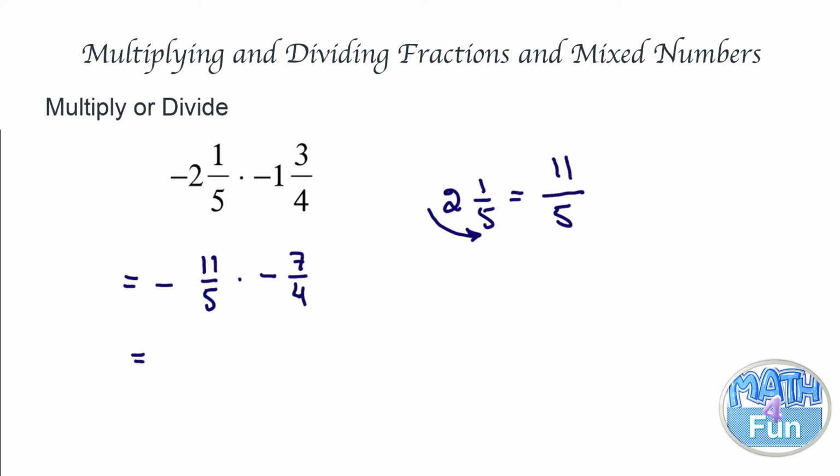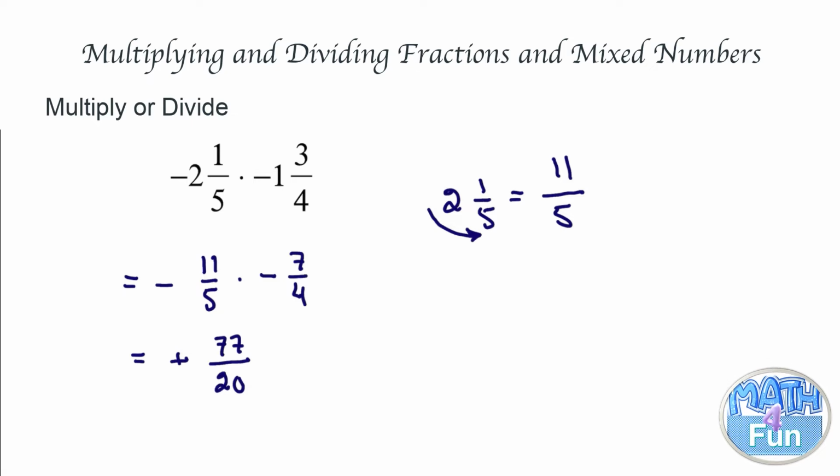Now we can multiply minus by minus, you get plus. And look at the numbers in the numerator and denominator. Is there something to be simplified? 11 and 5, 11 and 4, 7 and 5, 7 and 4. There's nothing that can be simplified. So we multiply 11 by 7, which is 77, and 5 by 4, which is 20. So the answer is going to be plus 77 over 20.